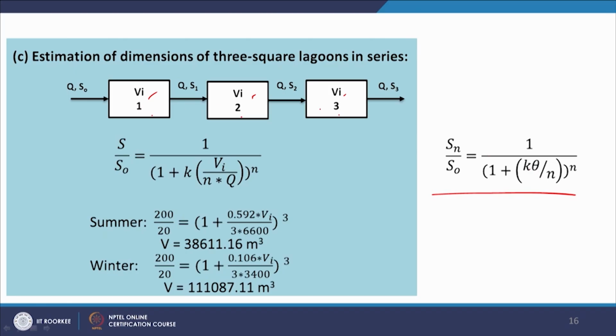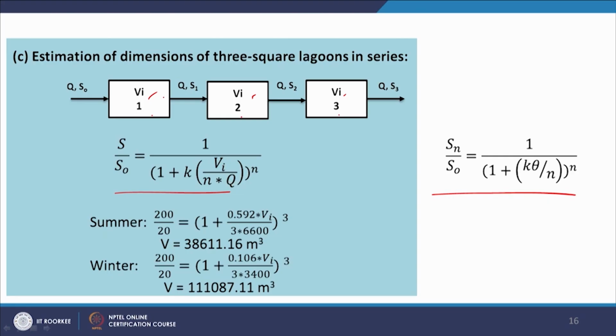Now we have 3 tanks, equally distributed, so theta by n is for any one unit. So, k into theta by n, and as there are n units in series, the power n is applied to the whole expression. This is the formula we are going to use, where theta will be replaced by V_I by Q.